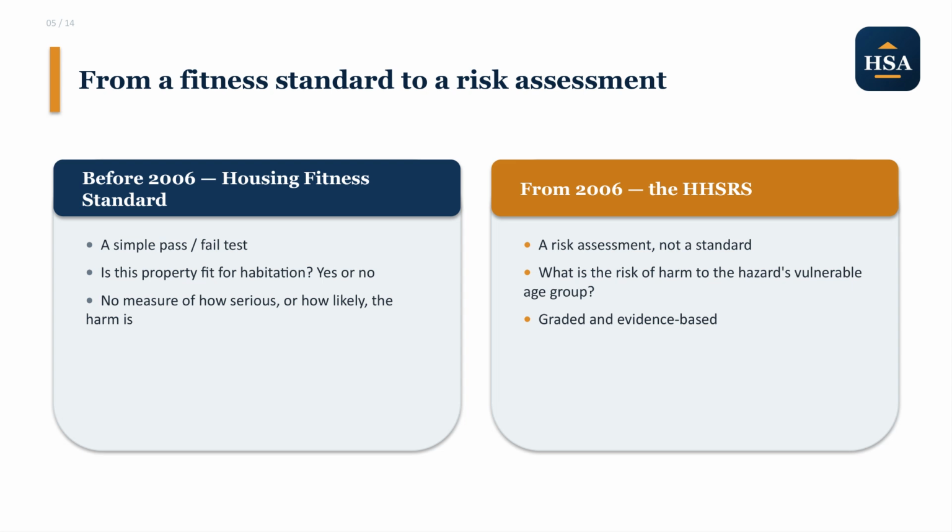Before 2006, the framework was the Housing Fitness Standard, a pass or fail test. Is this property fit for habitation, yes or no? The HHSRS replaced that with something more nuanced. Instead of asking whether a property meets a threshold, the HHSRS asks, what is the risk of harm for each hazard to the vulnerable age group for that hazard, or to all persons where no age group is more vulnerable? It is a risk assessment, not a standard. We return to why that distinction matters in Lesson 3 and to the vulnerable age group in Lesson 4.